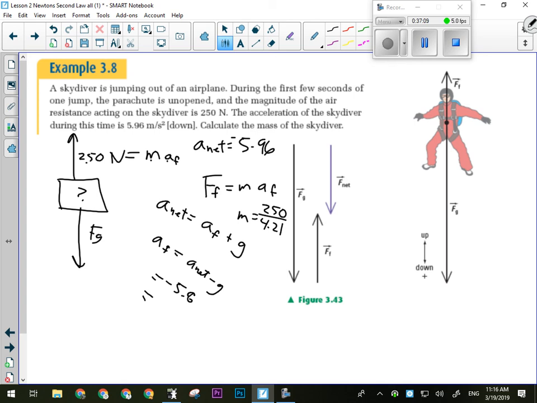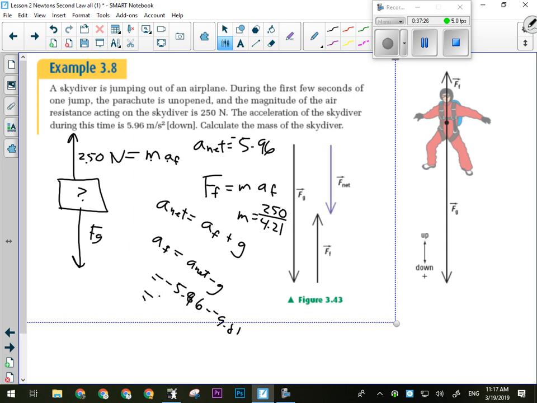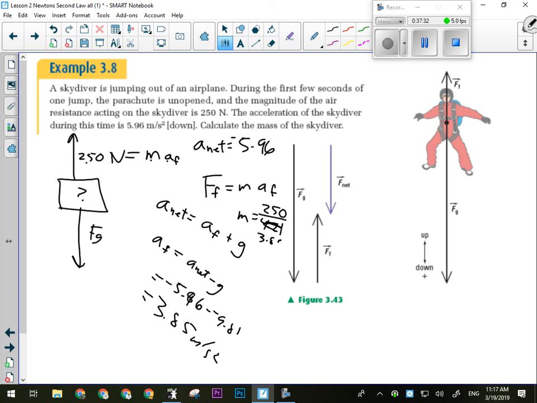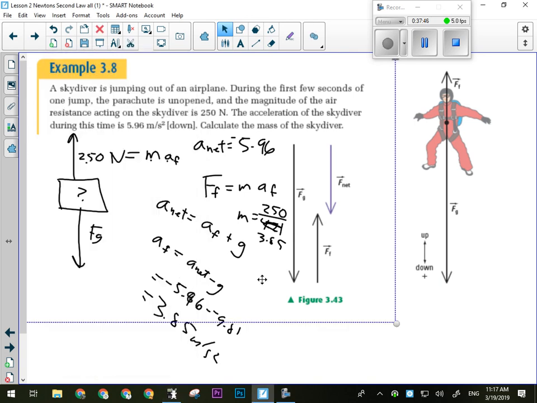Okay, so 5.96 minus negative 9.81. All right, 3.85 meters per second squared. Okay, so then we'll do 250 divided by 3.85 here. 65 kilograms is the mass of the skydiver. Okay. All right, everybody okay with that one? Now that I did it right, used the right numbers.